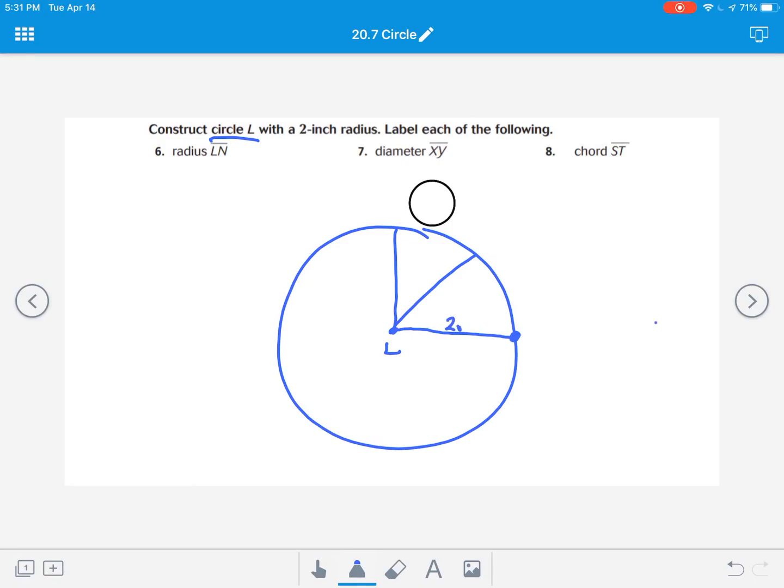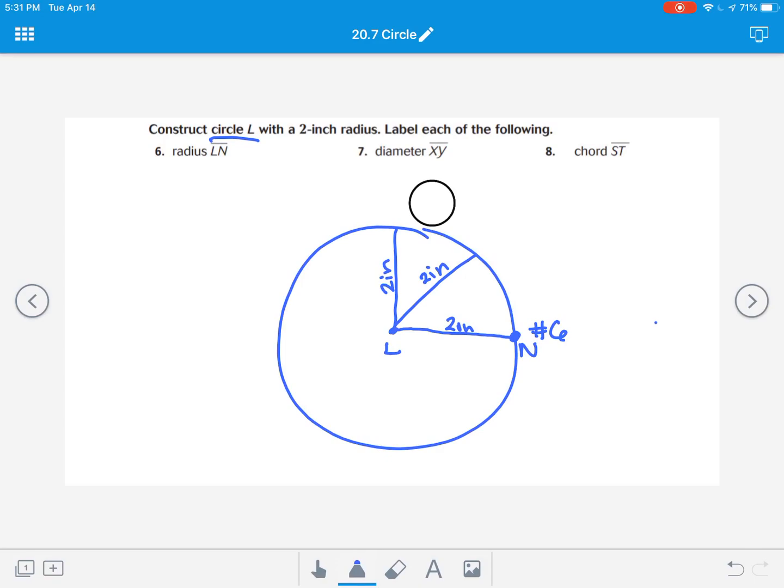So this is 2 inches here, and this is 2 inches here, and this is 2 inches over here, because the circle radius and diameter do not change. It's the distance from the center to the outside. So I need the radius to be labeled LN. So I'll label the other side N, and this is for number 6.